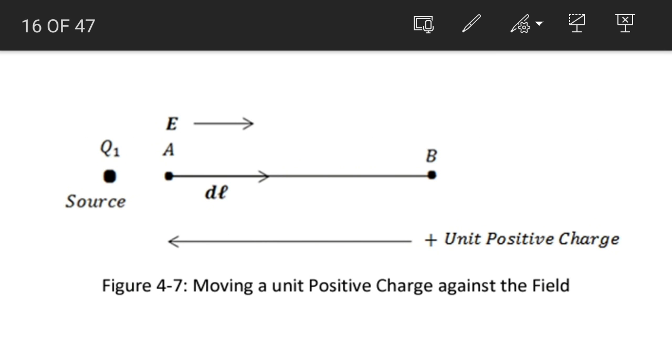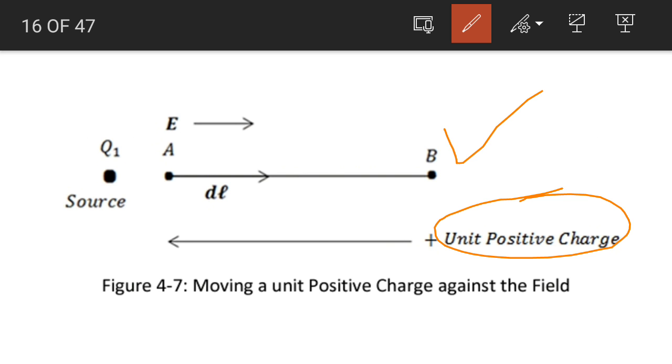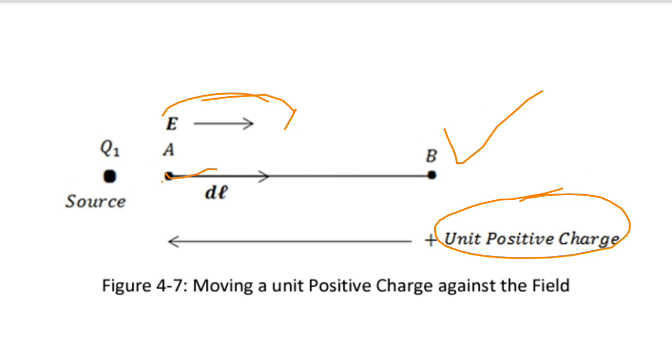So the amount of energy required to move a unit positive charge from the initial position B to the final position A against the field is known as the voltage between these two points, or potential difference between these two points.